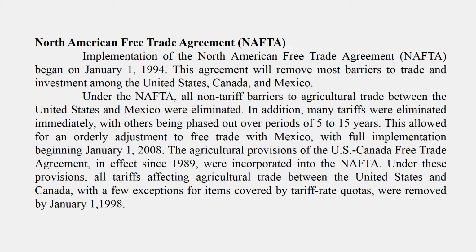The agriculture provisions of the US-Canada Free Trade Agreement, in effect since 1989, were incorporated into NAFTA. Under these provisions, all tariffs affecting agriculture trade between the United States and Canada, with a few exceptions for items covered by tariff rate quotas, were removed by January 1st, 1998.